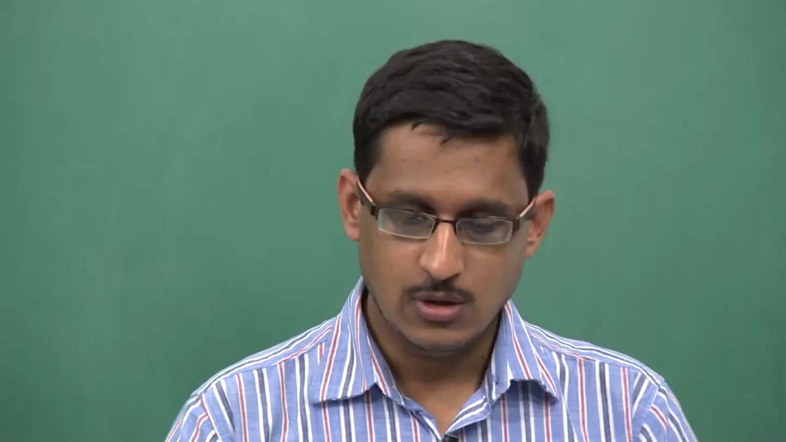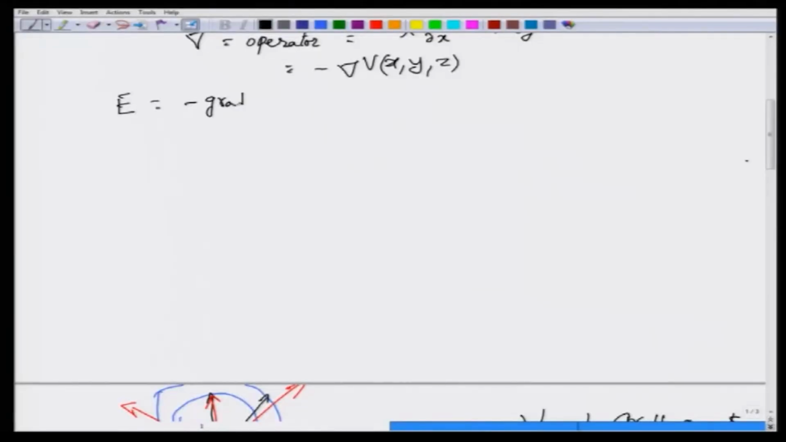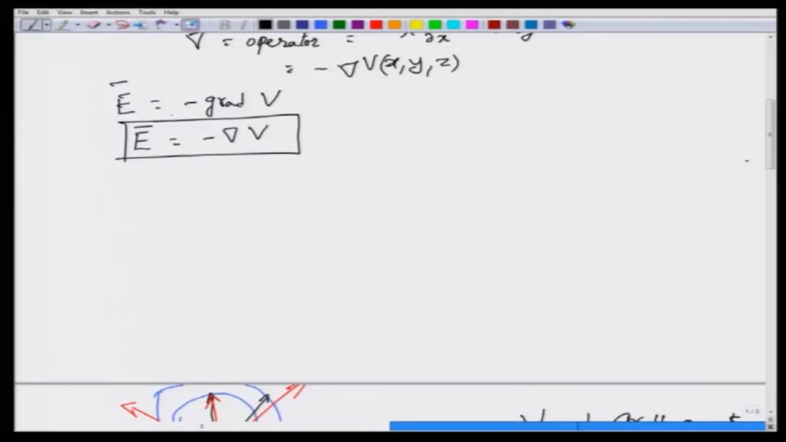Okay. So, this operation is called gradient, and in some textbooks you actually use the word grad. What is important to note is that grad and del are essentially one and the same. Grad is more descriptive perhaps, but the commonly used notation is the del operator. Okay. So, the electric field, which is a vector quantity, is given by the negative of the gradient of a scalar quantity. Okay. So, you have to be careful here.